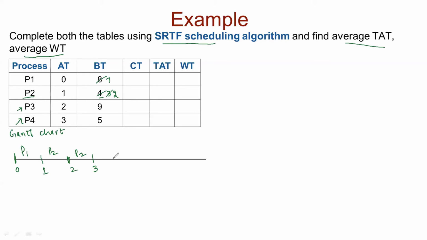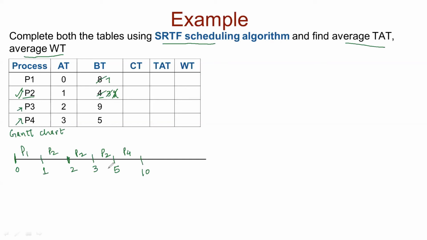P2 will continue to execute and P2 will finish its execution at 5. It will execute for 2 more units because its burst time was 2 units pending. Okay. So P2 is done. We are left with P1, P3 and P4. Among these three processes, P4 has the shortest burst time. So P4 will be scheduled and it will execute till 10.